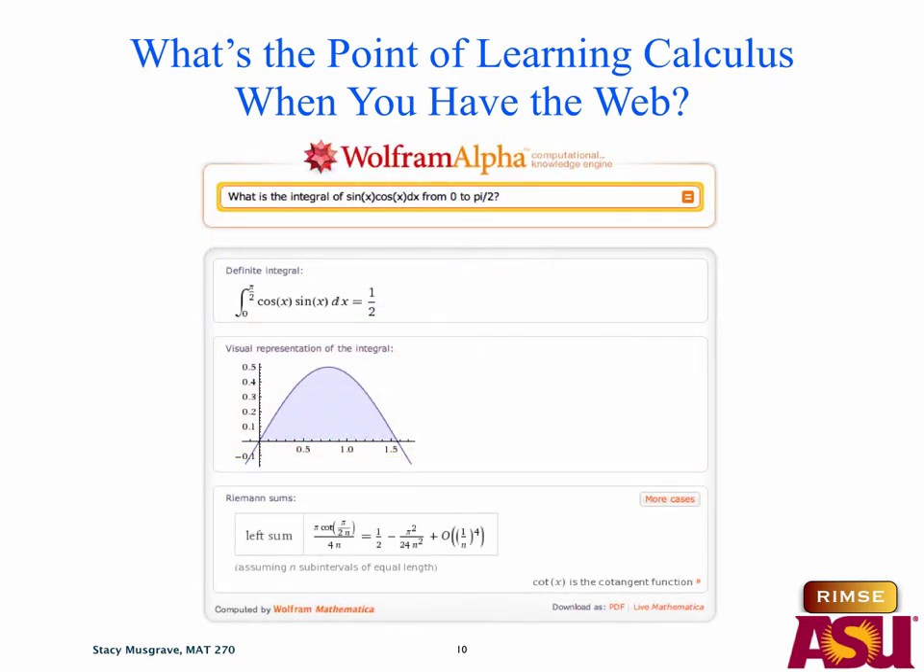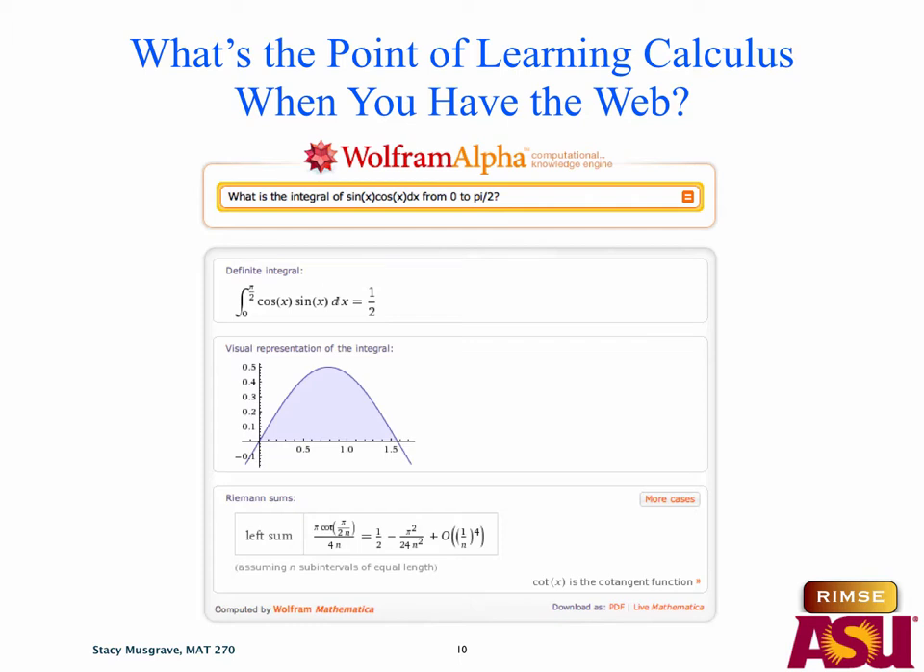So this is a sample calculus problem, a very typical calculus problem that you could see. It asks you to compute an integral. If you don't know what that means yet, that's fine. You shouldn't. But here's a website that will not only compute an answer for you, it'll also give you a picture and show you a whole bunch of other things. Yay, right? We have the technology.